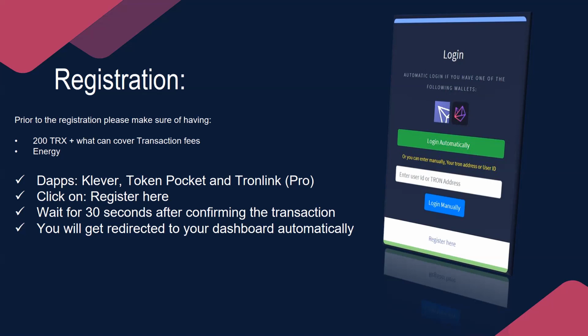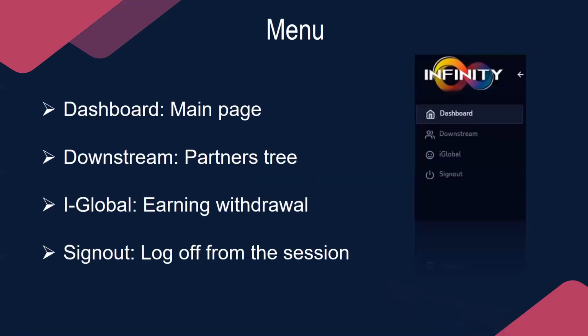You can confirm. You also can check your upline if you are not before using that wallet to join Incomatrix. So you will not be forced, and then you will be attached to the person that you like. Wait for 30 seconds after the confirmation, after the transaction, and you will be redirected directly to the dashboard. So let's go for the menu of the dashboard. The menu has 4 buttons. First of all is the dashboard, that is the main page. Then downstreams, where you can see all your partner trees. I said partner trees, not referrals, right?